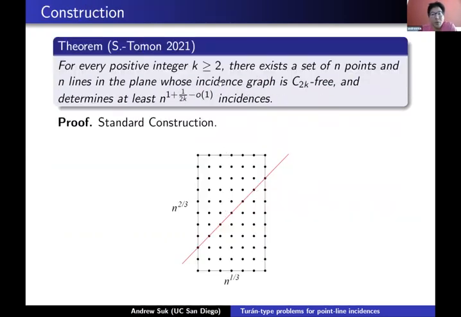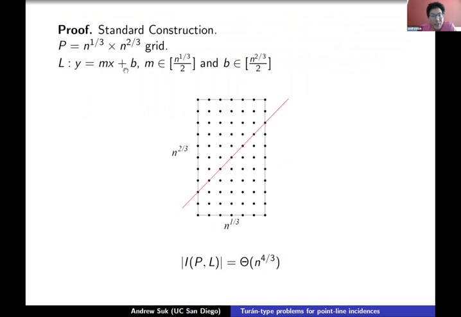Okay, so this construction of points and lines with many incidences and whose incidence graph is C_2k-free actually starts off with that standard construction that I mentioned at the beginning of the talk, where you take the n to the 1/3 by n to the 2/3 grid. And then you again generate those lines with the equation y equals mx plus b, such that you have on the order of n to the 4/3 incidences.